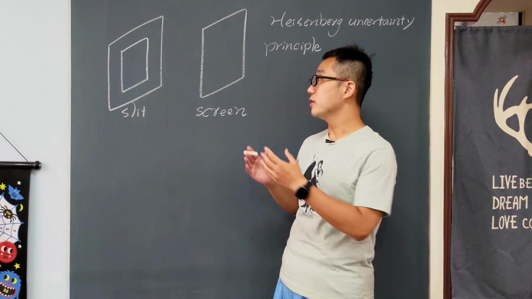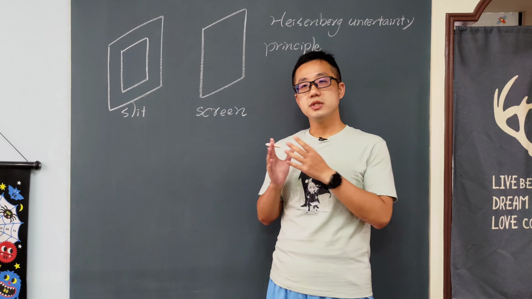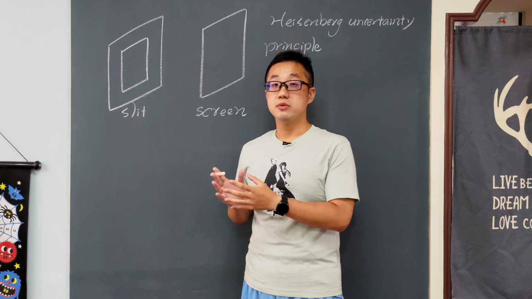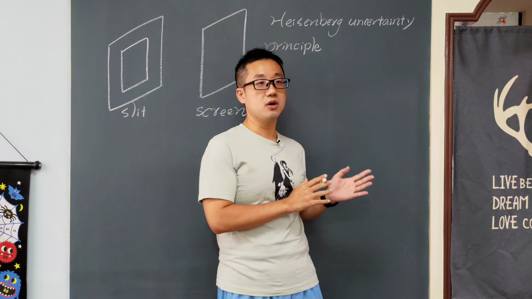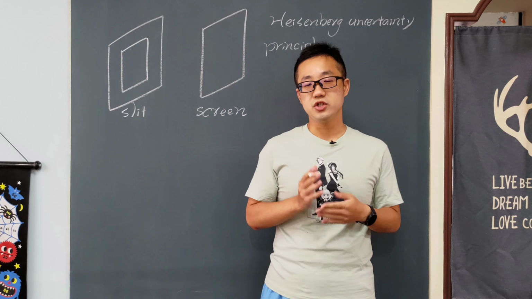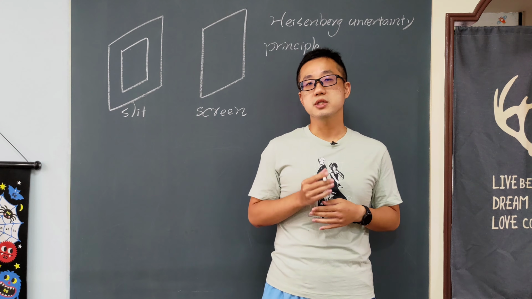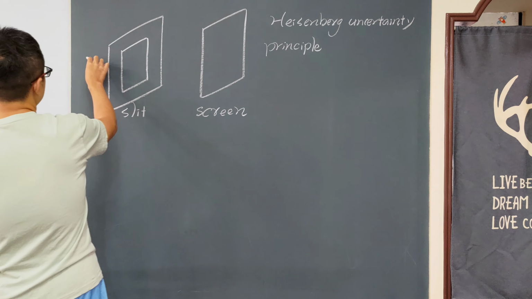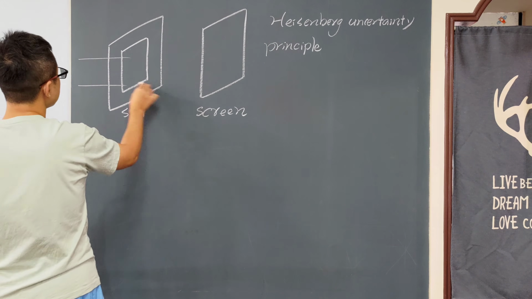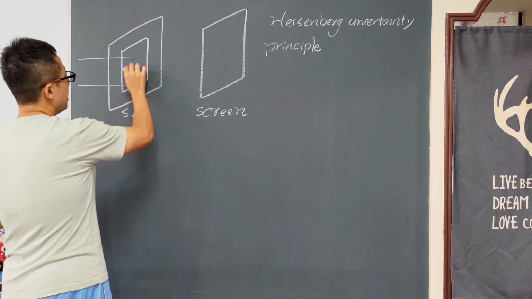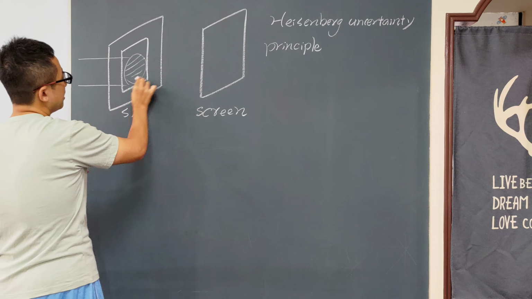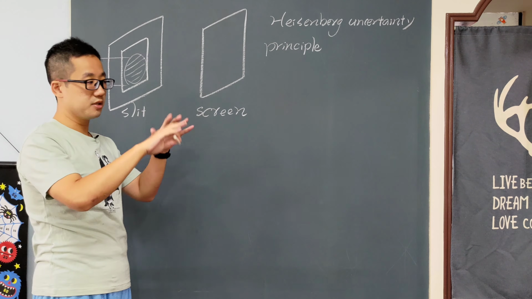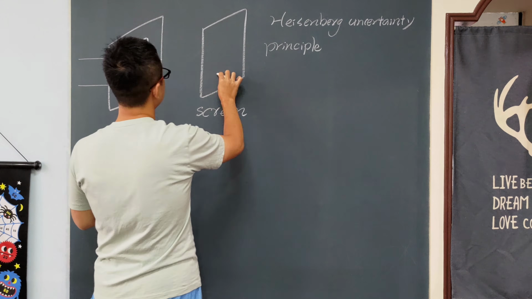Actually, I can relate the two of them. We can use the single-slit diffraction experiment to help you better understand the Heisenberg uncertainty principle. And how to do that, check it out. First, we prepare a slit. If you shine a laser beam and it tries to pass through the slit, and if the slit is big enough, you will see a spherical pattern on your screen.